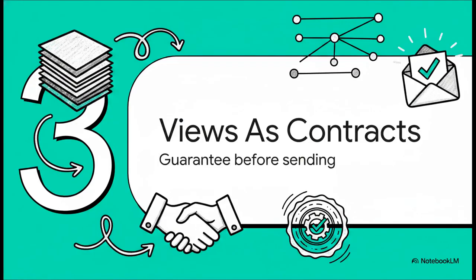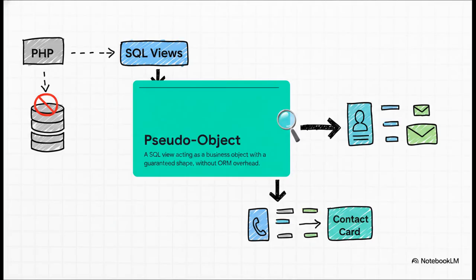All right, Section 3. Hack 1, Views as Contracts. Guarantee before sending. This is, without a doubt, the most profound structural hack in this entire methodology, the concept of a pseudo-object. In this stack, we have a hard and fast rule. PHP never touches base tables directly, ever. Instead, it queries SQL views.